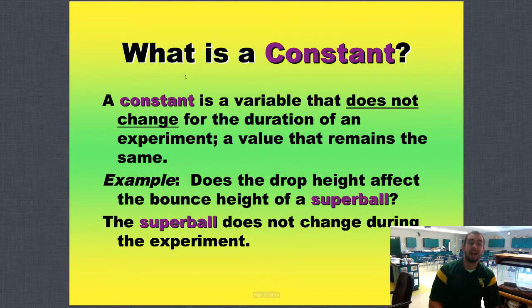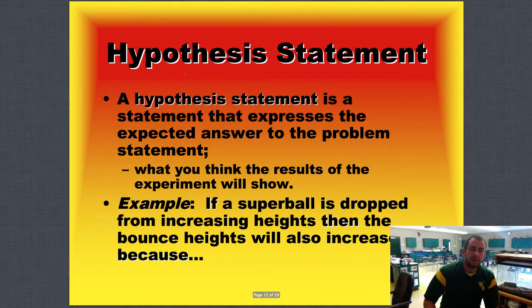Now, one variable that's really not a variable at all, but a constant, is something that does not change for the entire experiment. It's a value that stays the same. So in this case, does the drop height affect the bounce height of the super ball? It is the super ball. That does not change during the experiment because we're using the same ball to do all the different drops. So that is a constant in our experiment.